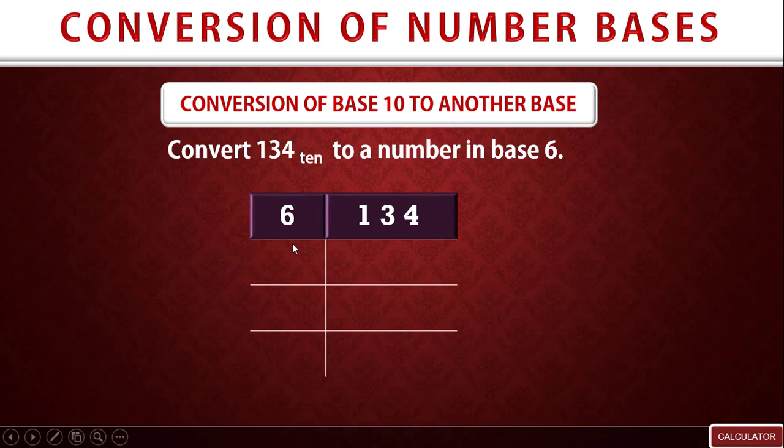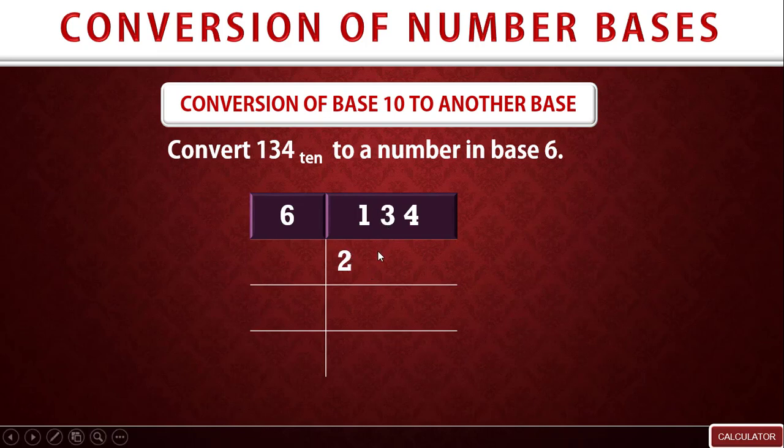Okay, now let's see. Can 6 go in 1? 6 cannot go in 1 because 1 is less than 6. So what we need to do now is to engage this next digit, which is the 3. Let's combine the 1 and 3 together. So 1 and 3 now becomes 13. Now say 6 in 13. If 6 goes in 13, it will give us 2. So that means 6 times 2 is going to give us 12.